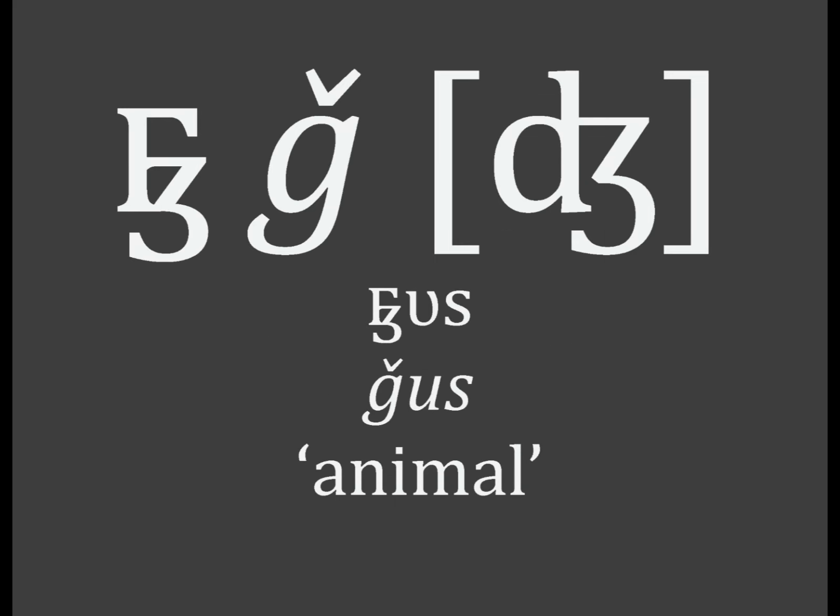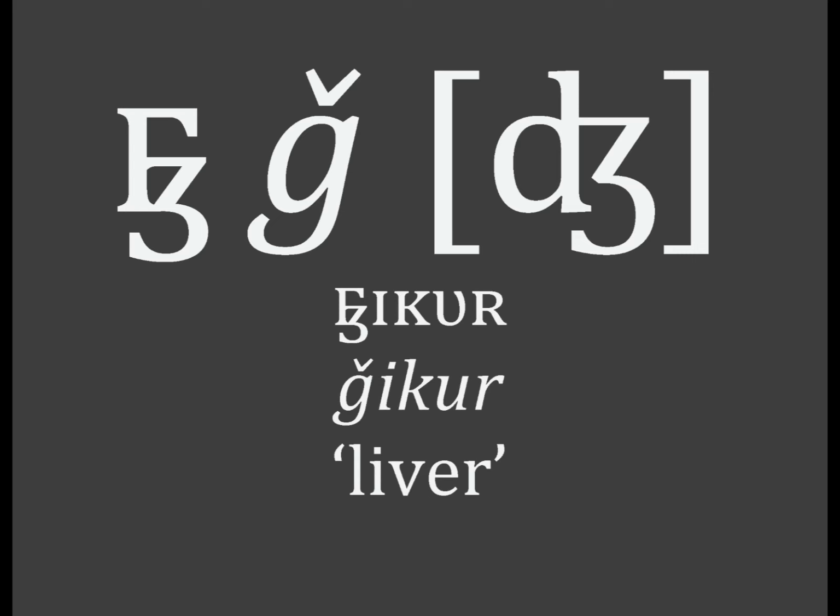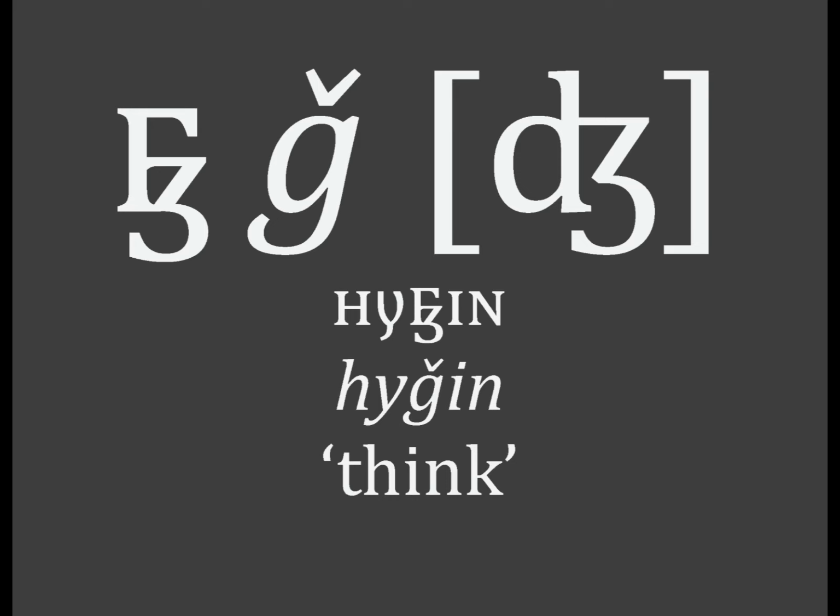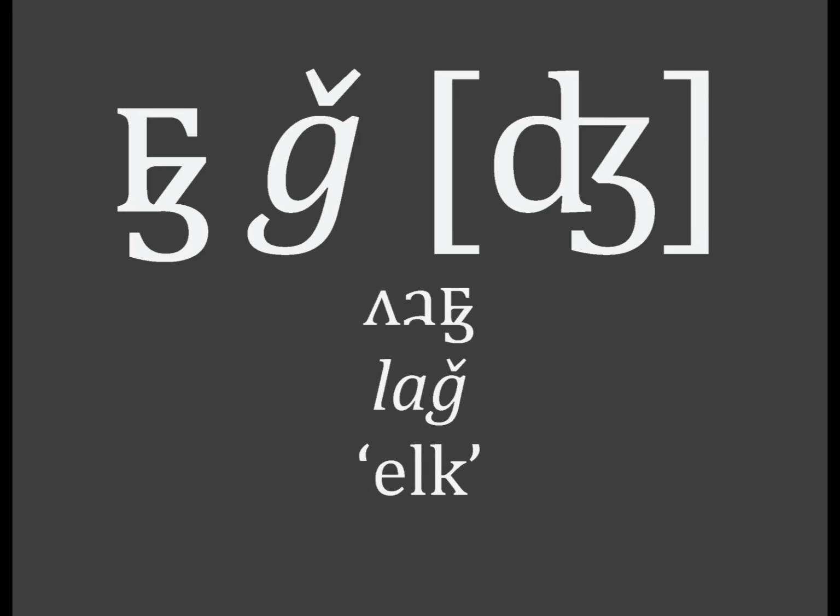Juice means animal or creature. It is a voiced post-alveolar or alveolo-palatal affricate, pronounced like the J in juice. It is transliterated as the letter G with a sort of inverted circumflex called a caron or a hachek. Jikur, liver. Hujin, to think. Laj, elk.